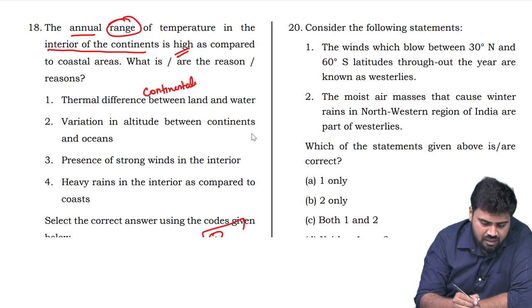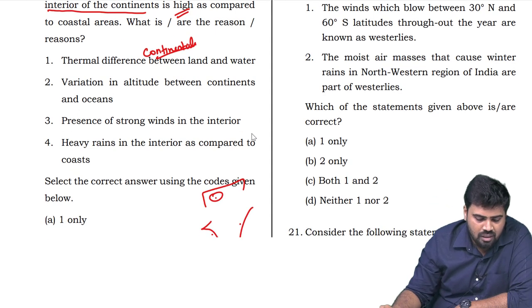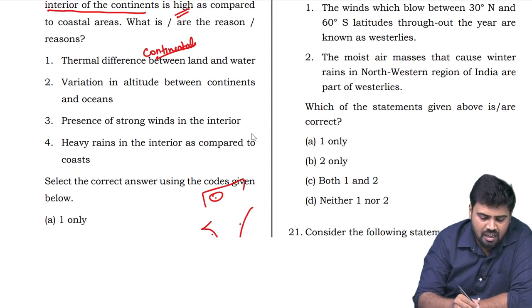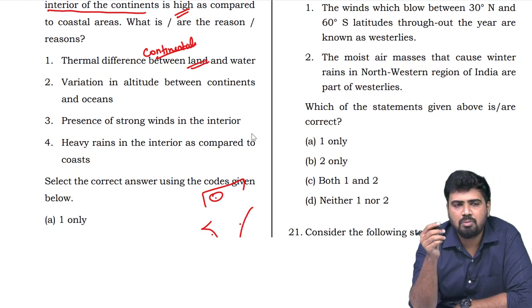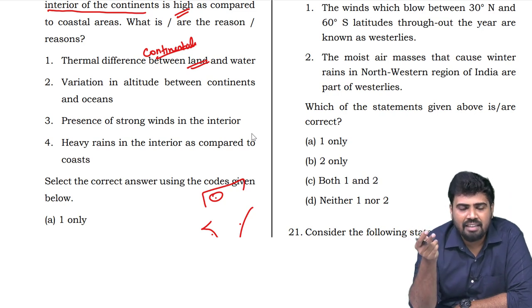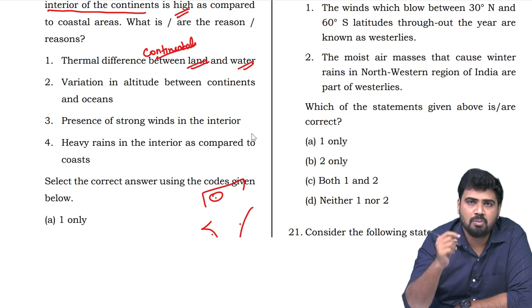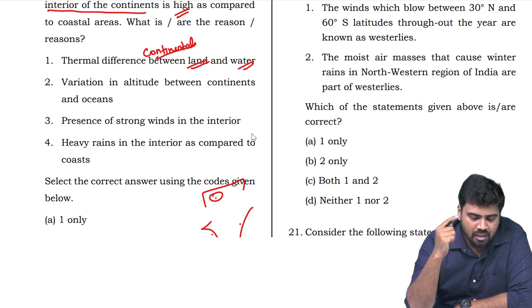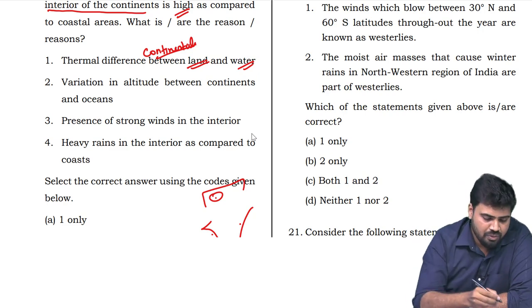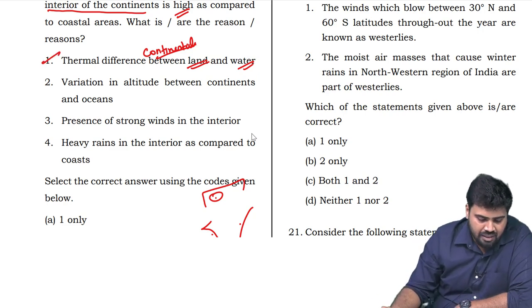Continentality effect means less influence of water, and the second factor is the conduction process. Due to the conduction process, land acquires heat faster and at the same time cools rapidly, but water, due to the convection process, will heat and cool very slowly. So the thermal difference between land and water is the first and only important factor.